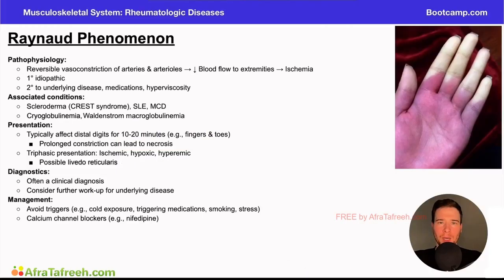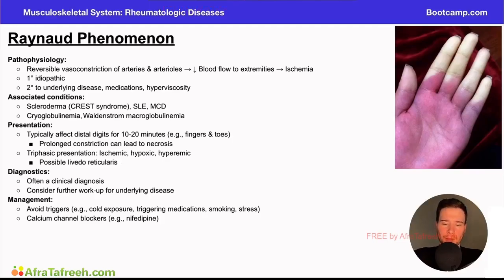And Raynaud's phenomenon is essentially an over-exaggeration of the vasoconstriction, particularly in the distal extremities. Think of our toes and our fingers. And this vasospasm can lead to a constellation of findings, which we'll talk about, which is going to decrease overall blood flow to the extremities.